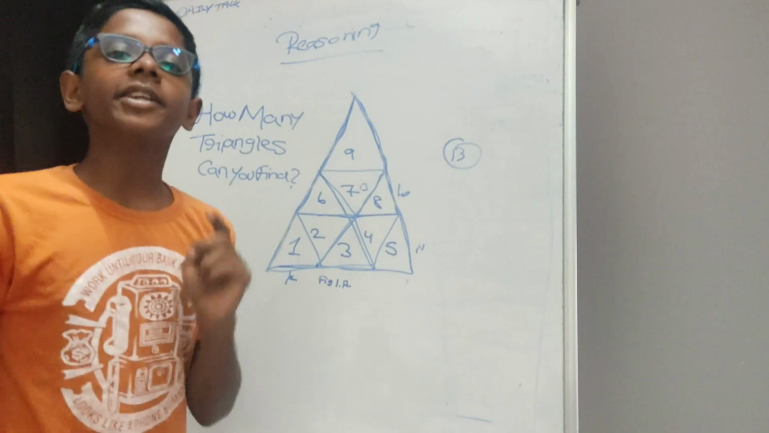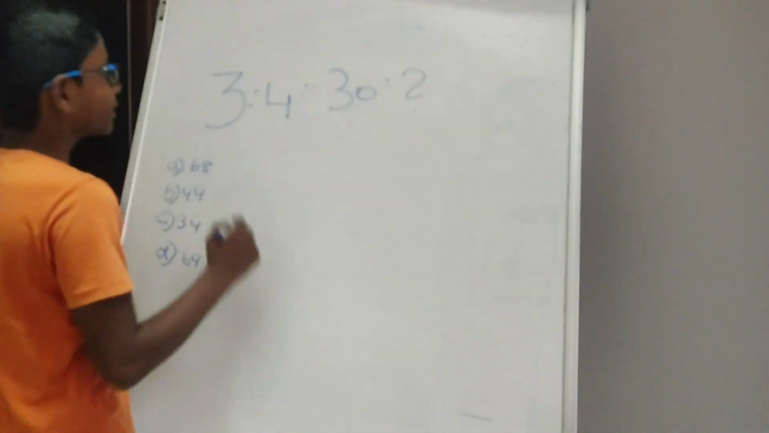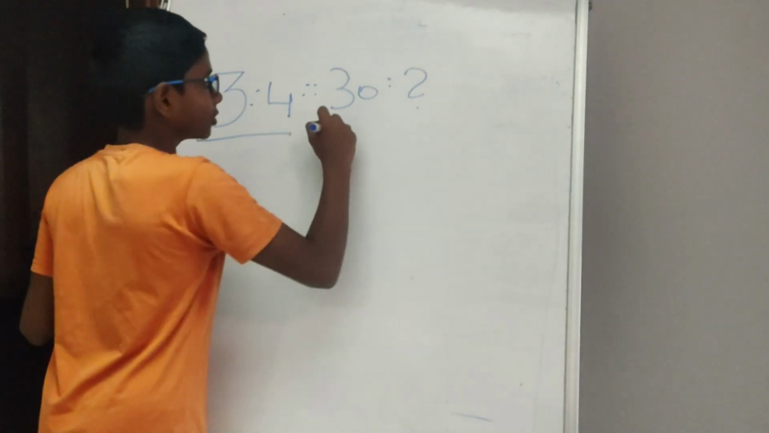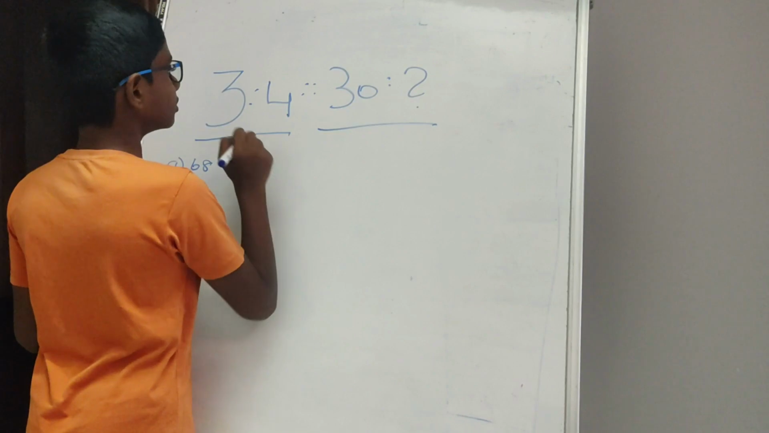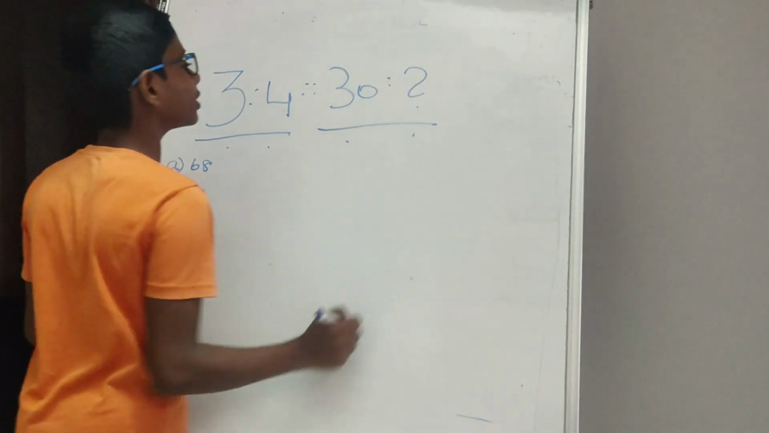So challenge completed. Back with another brain teasing video, and let's see what it is. Here we have a logic. 3:4. So 30 is to what? So 3:4, then I'm sure 30:40.